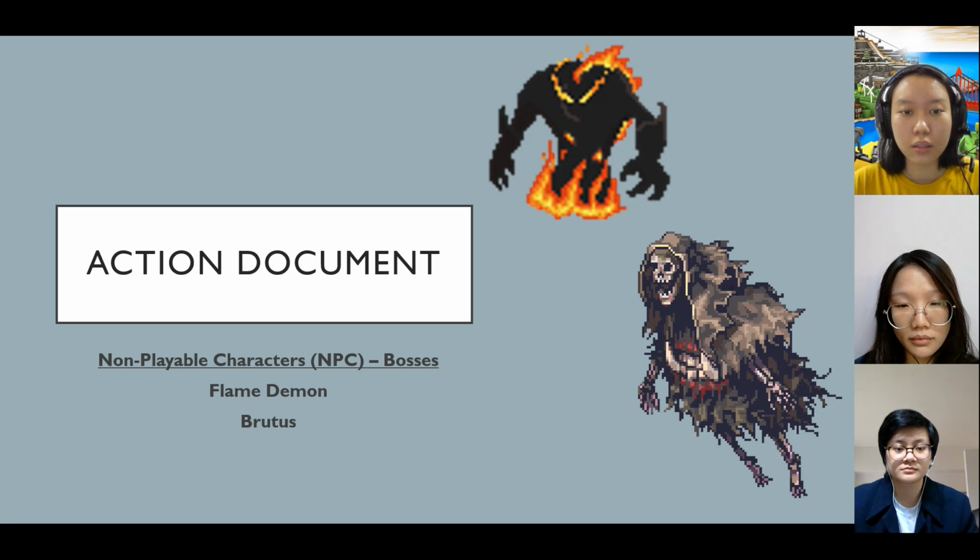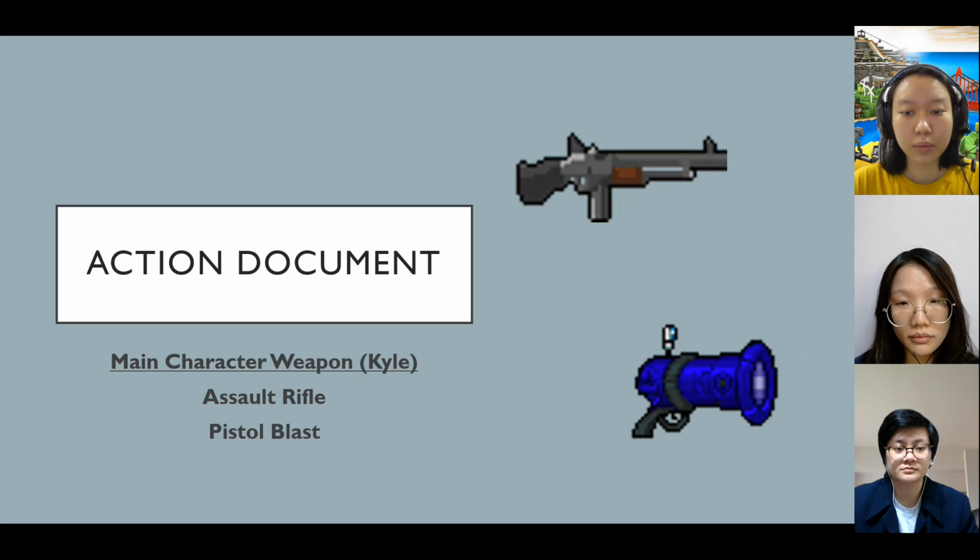And the next one is the weapons. The weapons for the main character, Kyler, are the assault rifle and the pistol blast. The assault rifle shoots bullets that pierce through any enemy hostiles and deals tons of damage. And the pistol blast shoots iron bullets, which is very helpful when dealing with the flame demon.